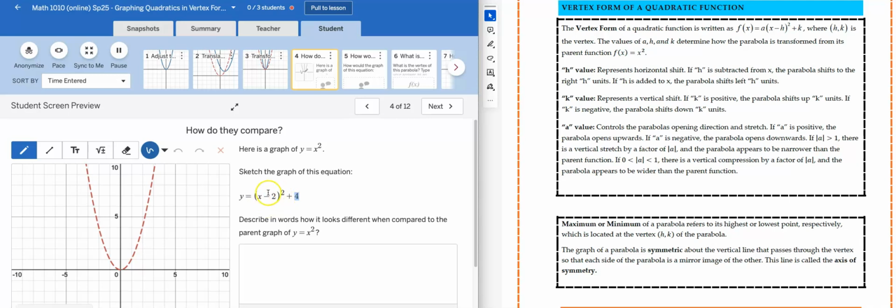Just to help you remember this, because it happens on all these different types of functions, not just these quadratics, if it's inside something like this, in parentheses, or maybe inside a square root, or inside absolute values, then you're actually moving it the opposite direction than what it looks like. So I say, think insiders or liars.